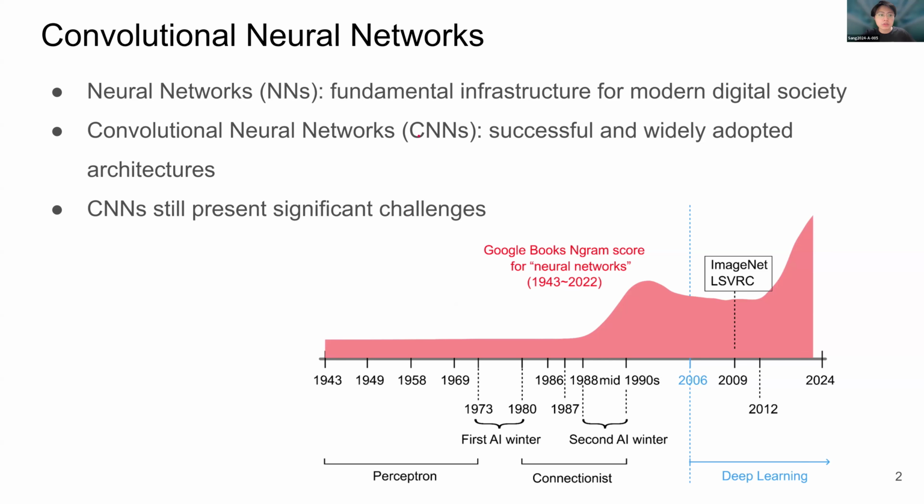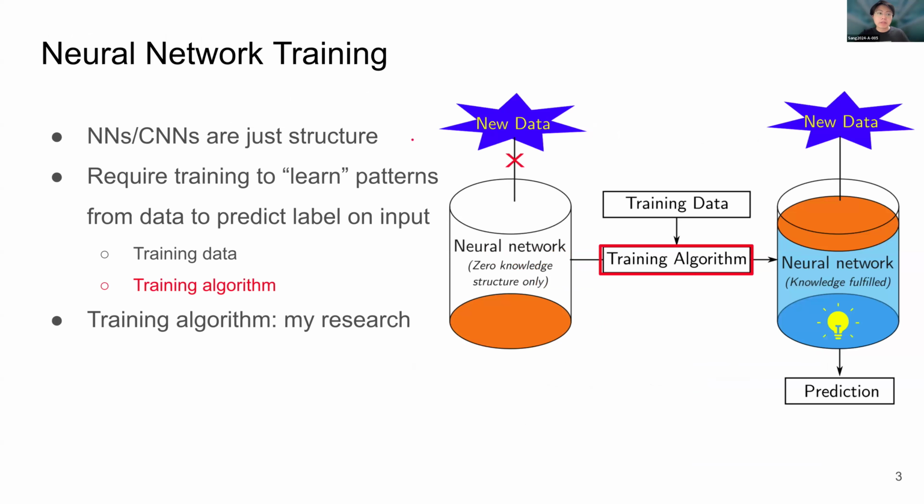However, convolutional neural networks still present several significant challenges. Neural networks, and also convolutional neural networks, are just a structure themselves. And unless going through a training process to learn the patterns from the data, they cannot predict the label on the input data. The training process involves the training datasets and a learning algorithm called the training algorithm. And the latter, this training algorithm, is the focus of my research.